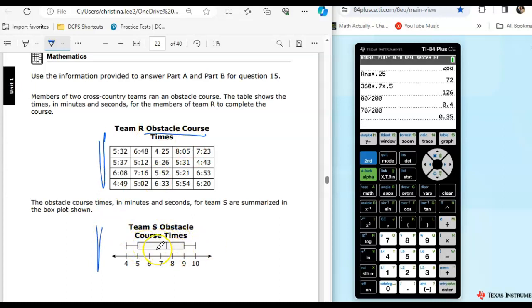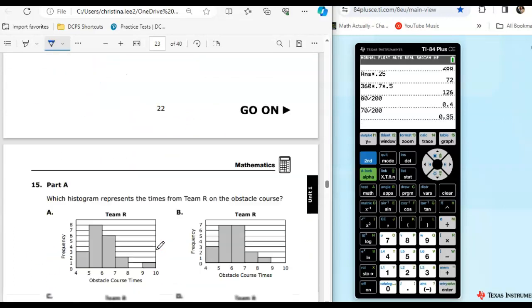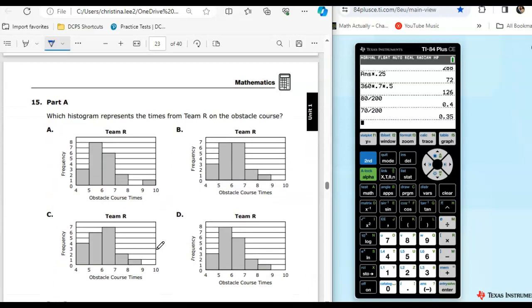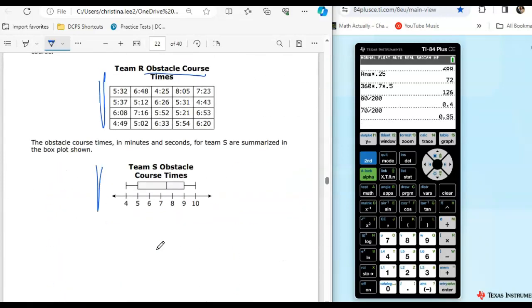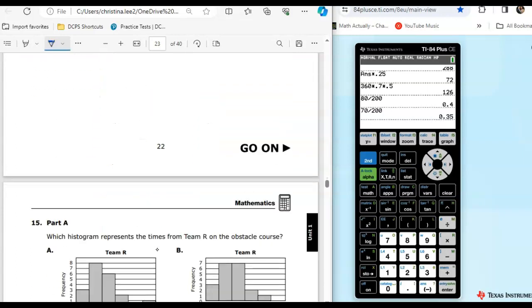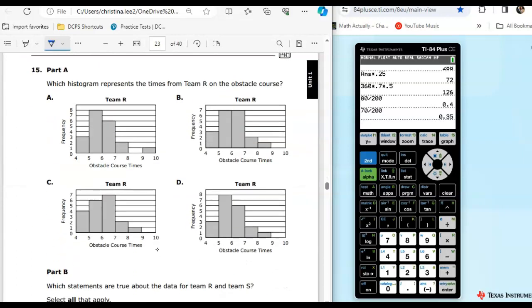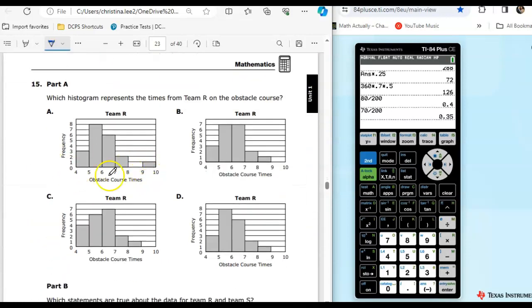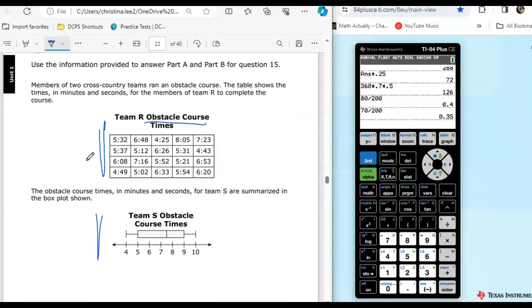So this is kind of summarized data, where we have the individual data in Team R. Question A is asking us, how do we represent the times from Team R in a histogram? In this case, we need to look at where the times are between 4 and 5, 5 and 6, 6 and 7, etc. So I'm going to start by looking between 4 and 5, and let's count how many times are 4s.